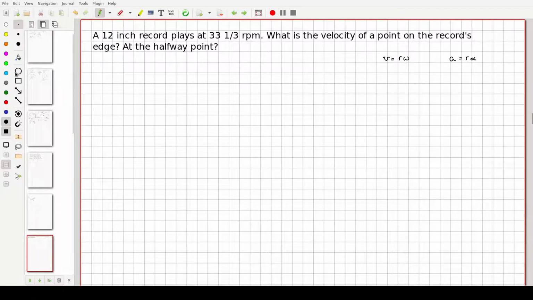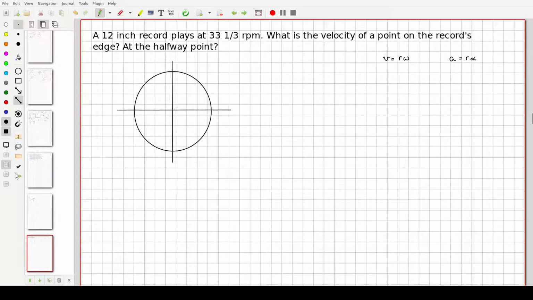That said, let's draw us a picture. Here's our record. Here's a coordinate system right here, Y and X. For the first part, this will be R, locating a point on the outer edge right here. We'll say it goes around this way, so it's positive. What we're given here is that it's a 12-inch record. Now, 12 inches describes the diameter, so the diameter here would be 12 inches.